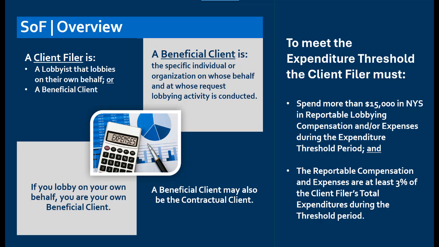To meet the expenditure threshold, the client filer must spend more than $15,000 in New York State in reportable lobbying compensation and/or expenses during the expenditure threshold period, and the reportable compensation and expenses are at least 3% of the client filer's total expenditures during the threshold period.